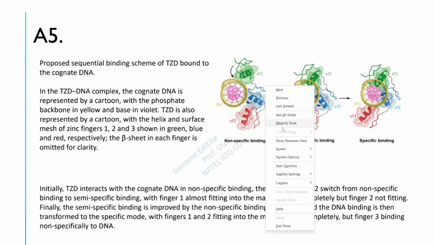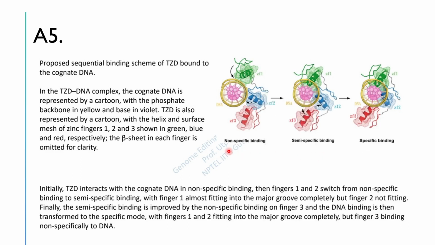At first, let me say what happens. This TZD, that means the C2H2 zinc finger domain, generally binds to the DNA in a non-specific manner. At any site, they just bind. After that, it leads to semi-specific binding. They move and search for the specific DNA sequence where they need to be bound.